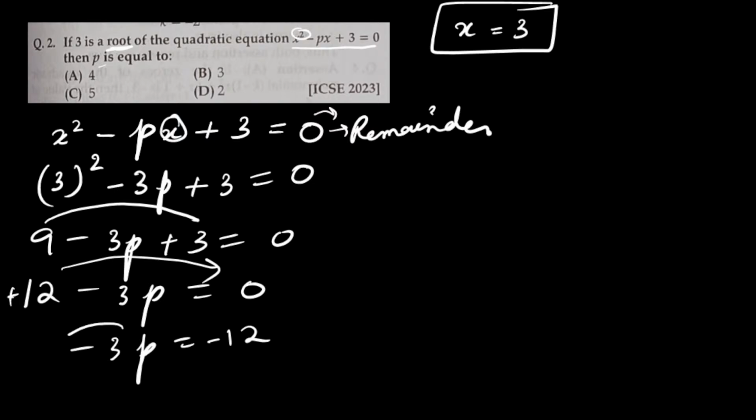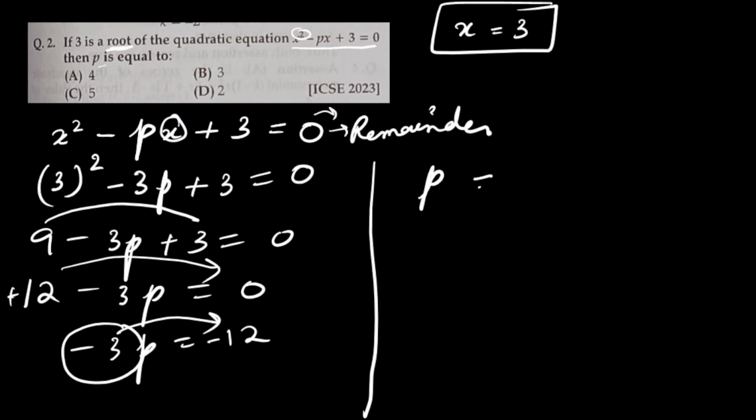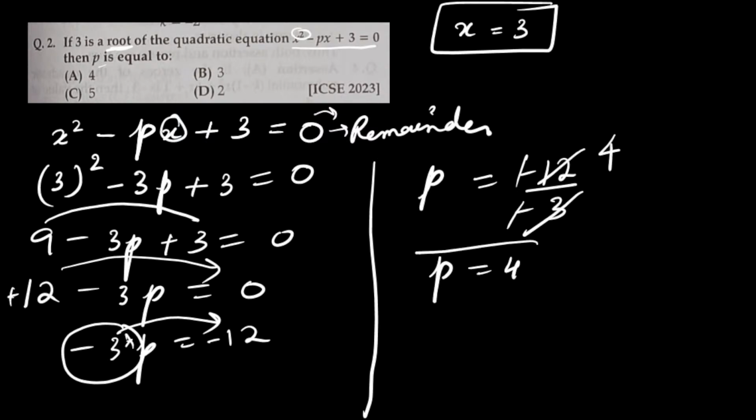Now p's value, if I have to find this, 3 also will shift to other side. So p is equals to minus 12 by minus 3, because here it's getting multiplied. So minus and minus will get cancelled and 3 and 12 will also get cancelled. 3 into 4 is 12. So p's value is equals to 4. Yes. So p is 4. So option 1. Let's do next question.